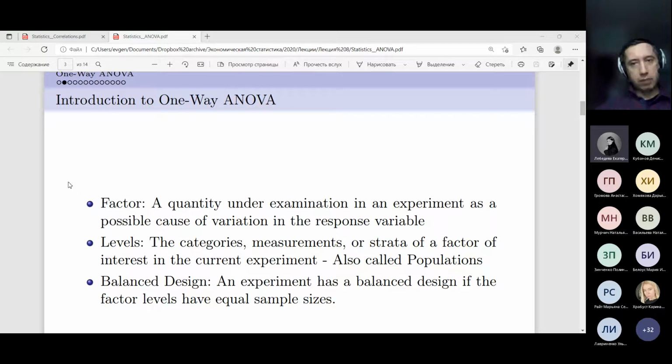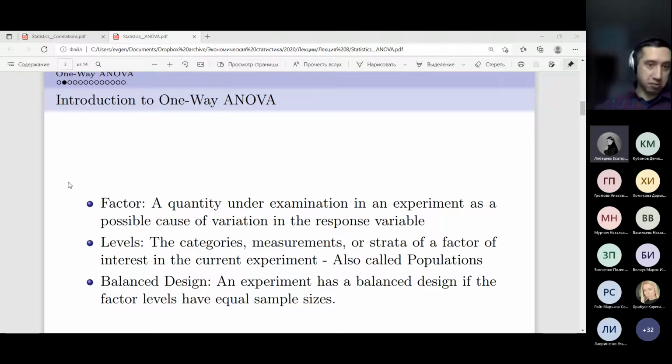Well, but it's not sufficient. We need to do something else in addition to this variable. We have to find a factor. A factor is a quantity under examination in an experiment as a possible cause of variation in the response variable. Simply speaking, a factor is a grouping variable. For example, when we conducted a t-test in Stata, we had a group variable, self-employed status or gender, or it was a brand name, for example, in your home task, and so on.